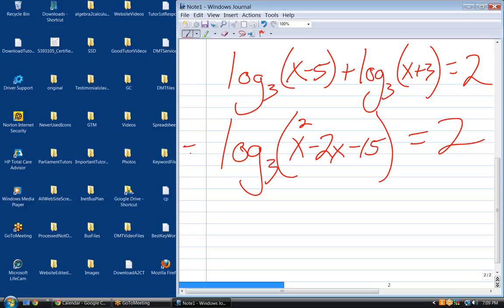When I say convert a log to an exponential expression, the way I remember it is it's the number on the far left raised to the power of the number on the far right equals whatever's in the argument. So it's real easy to convert it to an exponential expression. We still have to solve it, but let's do that. So we have 3 squared equals x squared minus 2x minus 15. Now, how do we solve that?